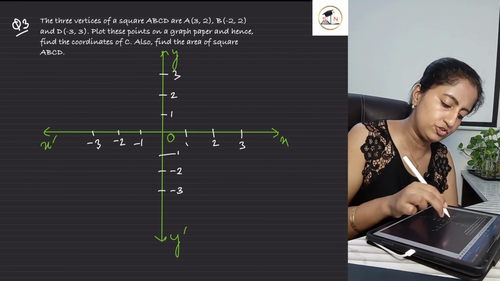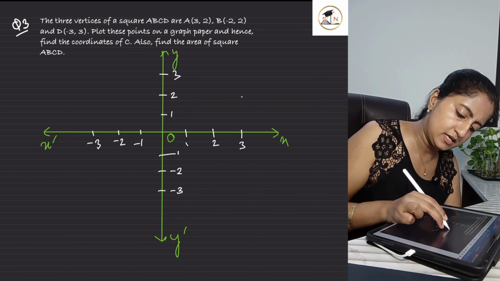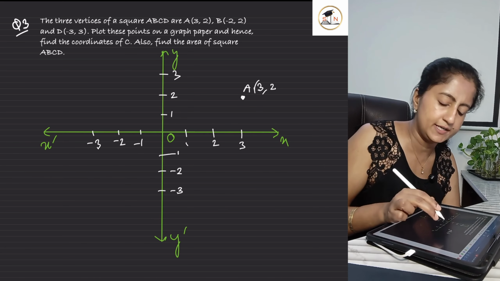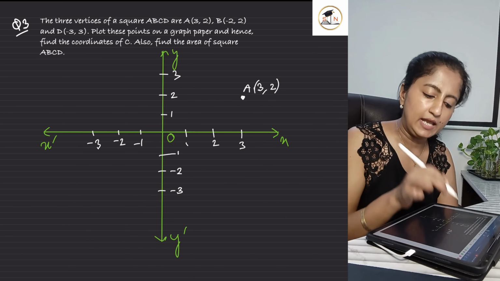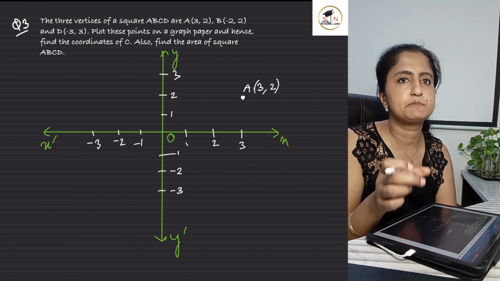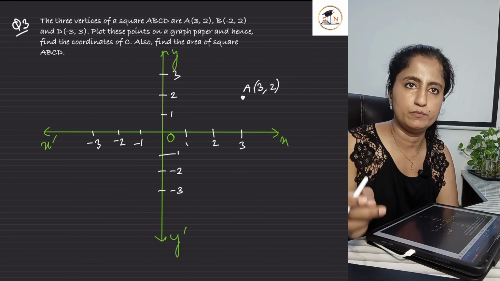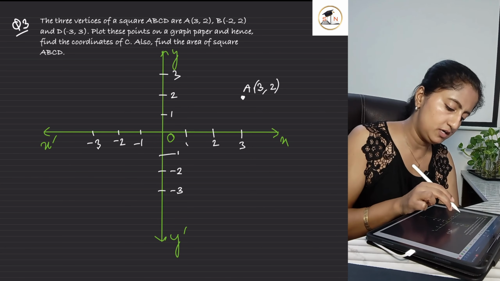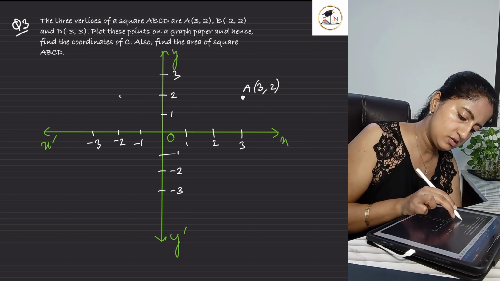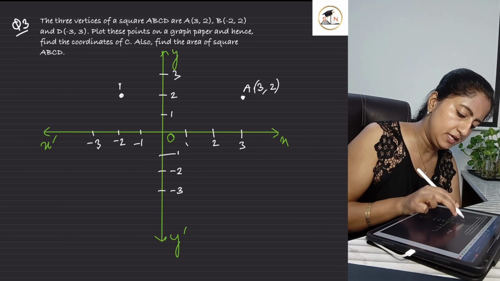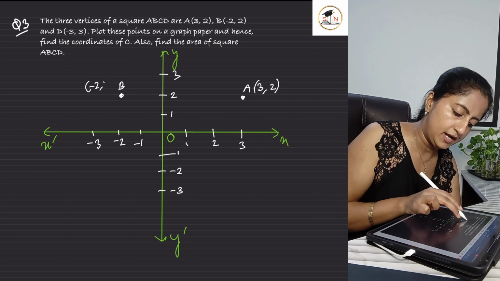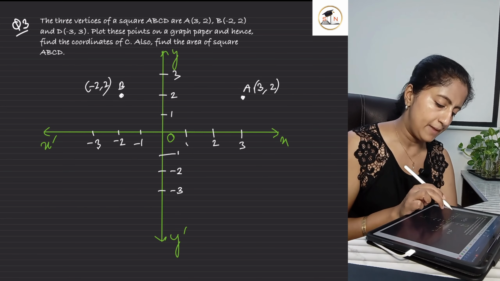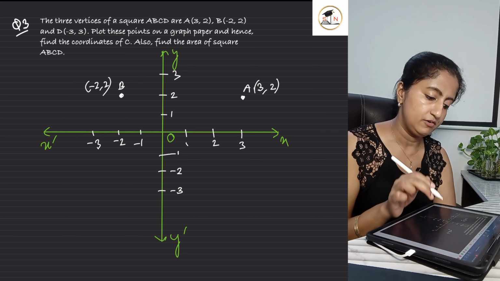A coordinate is 3 and 2. That means it comes out over here. And do always write the coordinates when you mark that. The name of the coordinate as well as abscissa and the ordinate also. Okay. Then we get B, which is -2, 2. So here we have B, and this is -2 and 2. The next thing we have is D, which is -3 and 3, right?